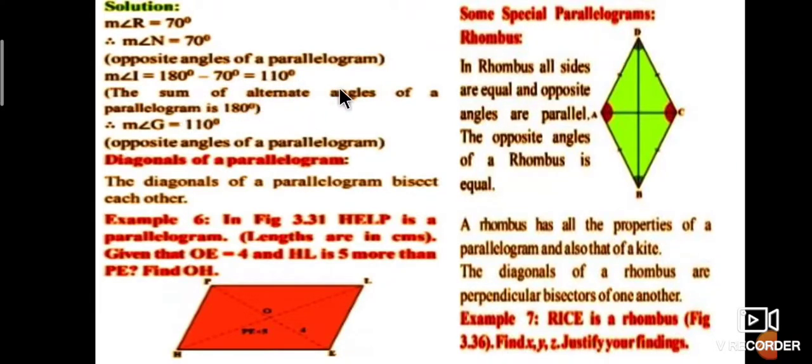Similarly, the sum of the adjacent angles of a parallelogram is 180 degrees. Therefore, angle G is equal to 110 degrees because the opposite angles of a parallelogram are equal.